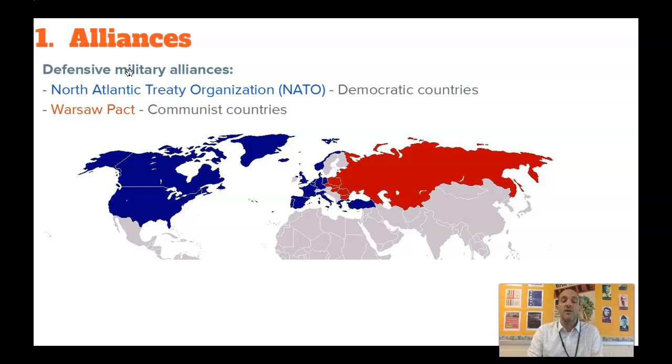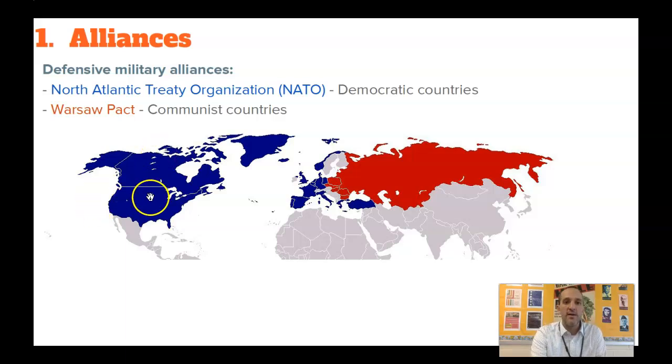So here are our three A's. One is alliances. There's going to be two defensive military alliances. These are not offensive alliances. These are defensive, meaning that if one of these countries on your side is invaded, you will join with them to fight. The blue countries here are NATO, the North Atlantic Treaty Organization. This starts right after World War II, and it's an alliance between democratic countries, and they agree that if any of them are invaded by a communist country or by anyone else, they will all come to the aid.